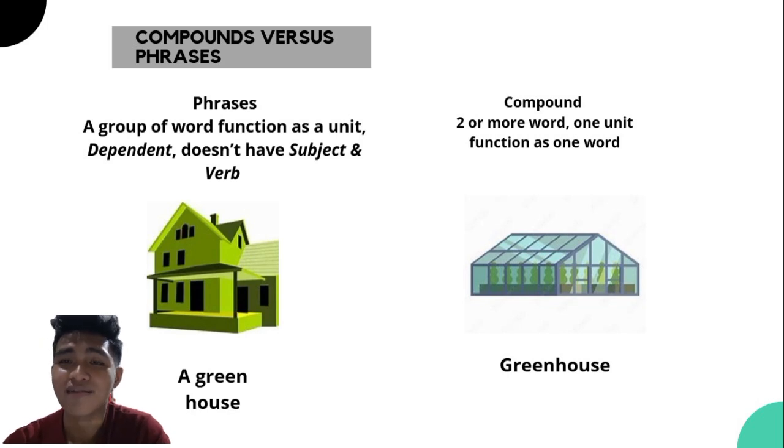So, basically, a phrase is a group of words that function as one unit but don't contain a subject and verb. And phrases also cannot stand alone. And a compound is formed by combining two or more words into one unit that functions as one word.